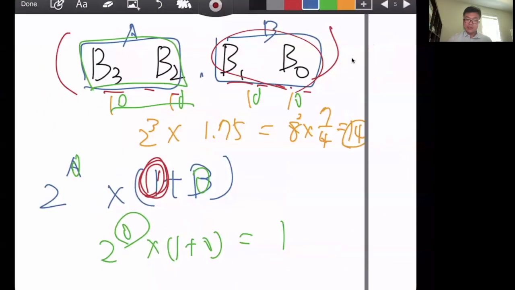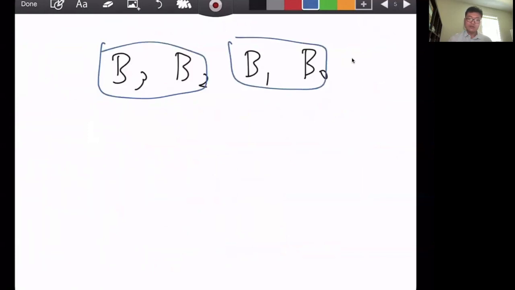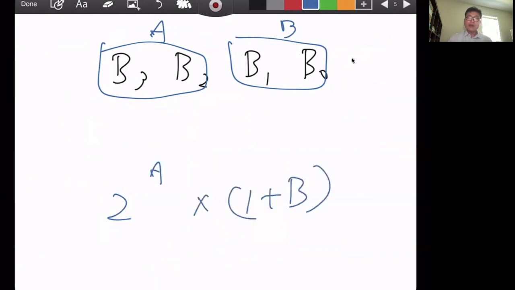Okay, let's see this example. The idea is we still group these two together, one called A, one called B. We still compute 2 to the power of A times 1 plus B. However, we want to make a change. What's the change? The current A can only represent a number 0 or larger. So the 2 power part will always be a big positive number, and the minimum number can only be 1.